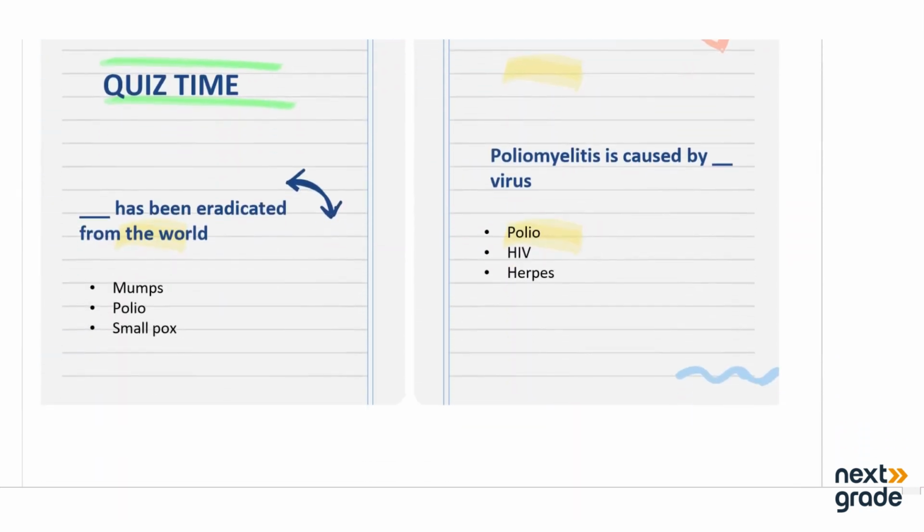So now the quiz time. Dash has been eradicated from the world. It was reported by WHO that smallpox has been eradicated from the world. Smallpox is the right answer. Poliomyelitis is caused by dash virus: polio, HIV, or herpes. As the name indicates, it is caused by the polio virus. So here, polio is the correct answer.